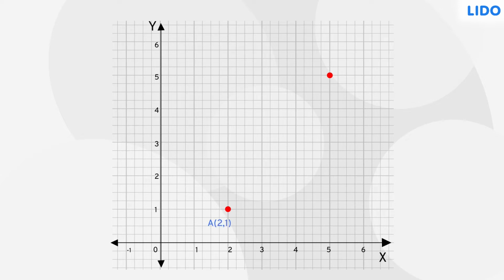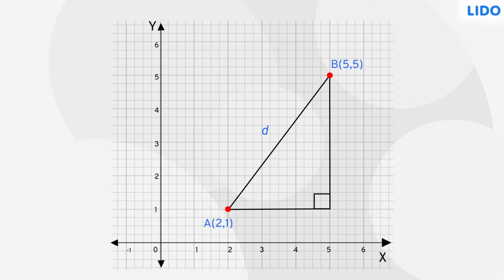Let's assume town A is at coordinates (2, 1) and town B is at (5, 5). Now, we need to figure out the distance between these 2 points. Let's assume the distance between these 2 points is d. Let's construct a right-angled triangle using this distance as the hypotenuse.